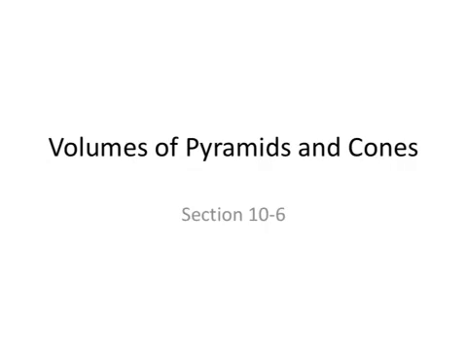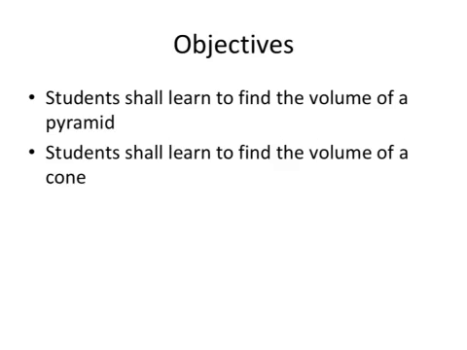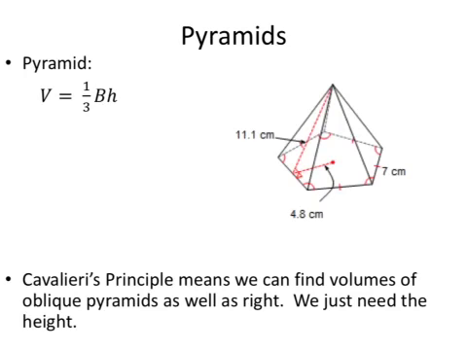Okay, today we're going to learn about the volumes of pyramids and cones. So we want you to learn how to find the volume of a pyramid as well as the volume of a cone. So let's first talk about the volume of a pyramid. The equation for this is volume equals 1/3 base times your height.